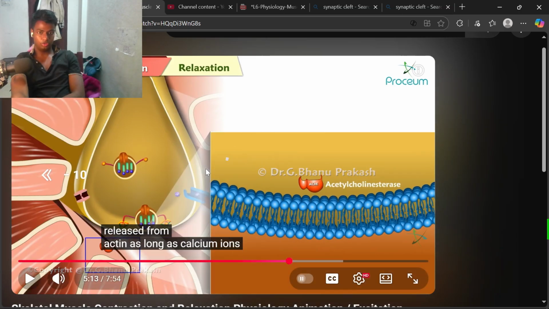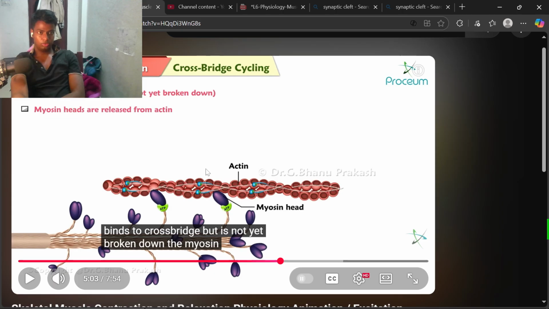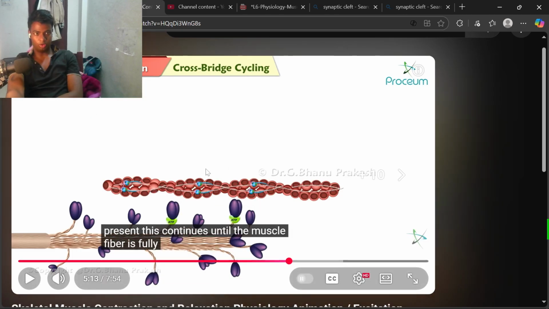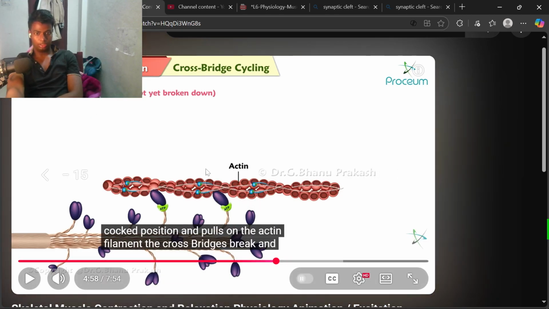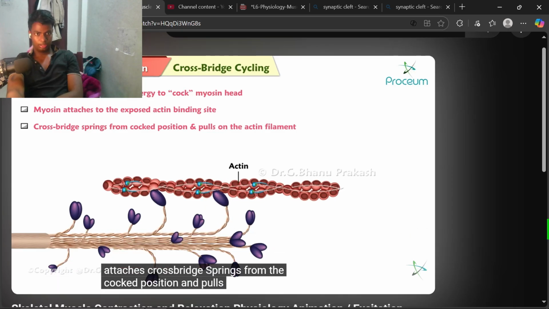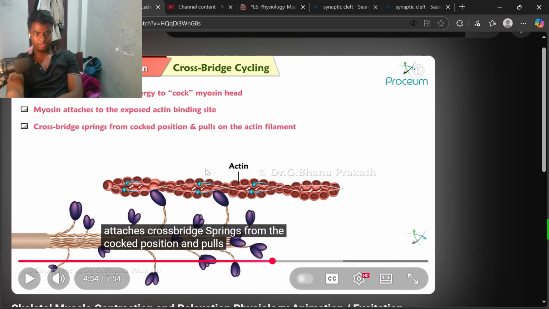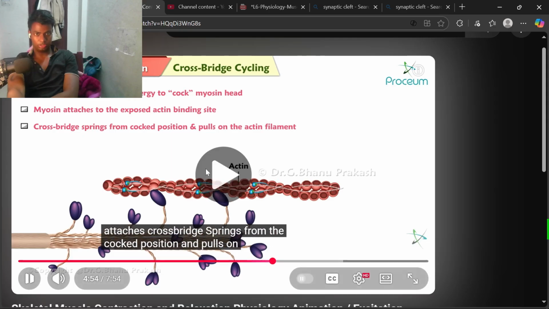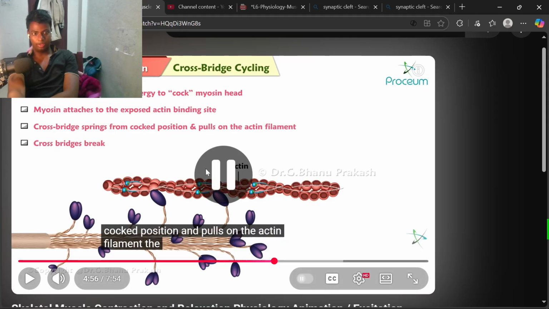To cock the myosin head, we need some energy. For that, ATP binds and breaks down. ATP binds to the cross-bridge, which springs from the cocked position and pulls on the actin filament. That is called a cross bridge. They will keep pulling back until the overlapping occurs.